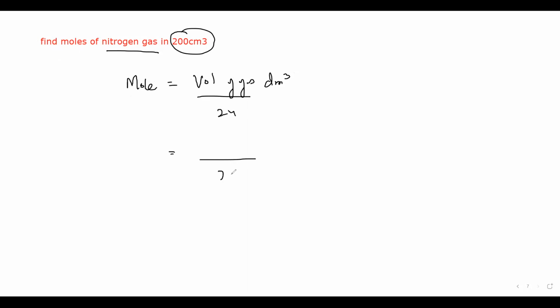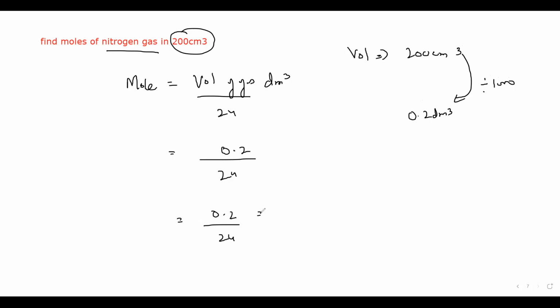But volume of gas should be in dm cube. So here 24 is fixed, but the volume in this question is given as 200 cm cube. So we have to convert into dm cube. We divide by 1000. So when we divide by 1000, it will be 0.2 decimeter cube. So this will be 0.2 divided by 24. What's the answer for 0.2 divided by 24? 0.008. So 0.008 moles will be there for this gas.